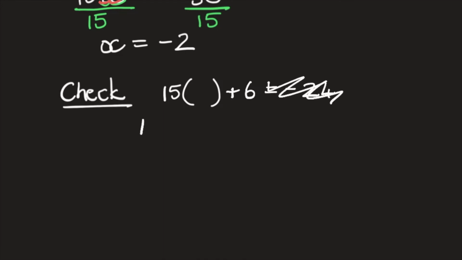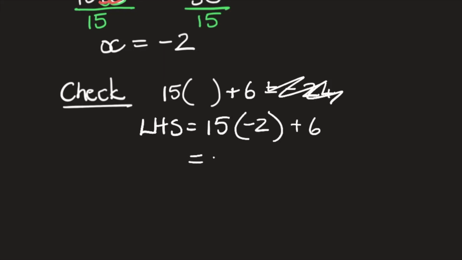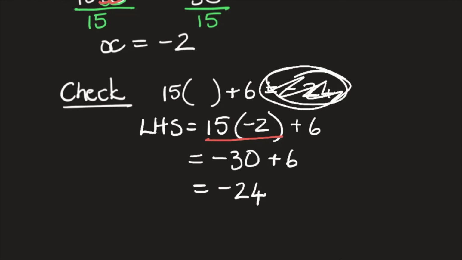We are going to check the value of the left-hand side. The left-hand side was 15 times -2 plus 6. And that's going to be -30. Why? Because 15 times -2 is -30. We're going to add the 6, and that'll give us an answer of -24. Over here, we knew that we were looking for -24. So this means it is equal to the right-hand side, and that's how we know that our solution for x is absolutely 100% correct.